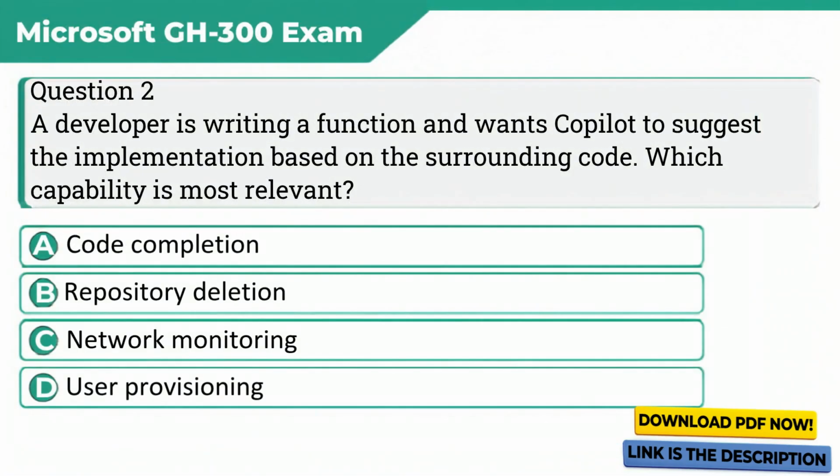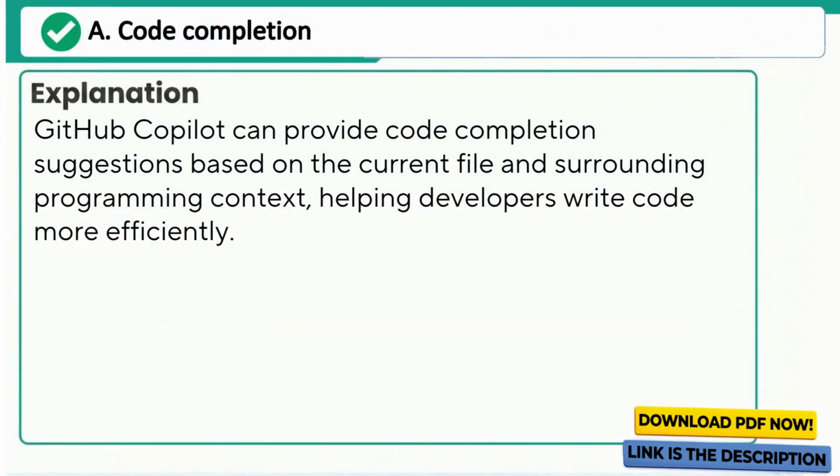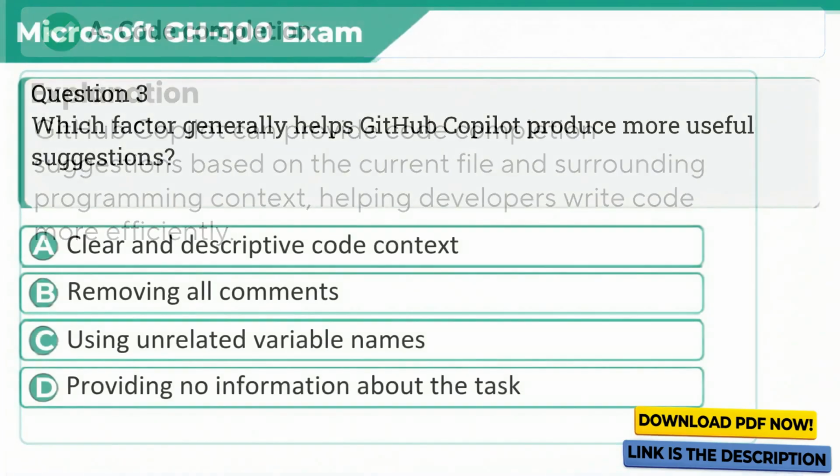Question 2. A developer is writing a function and wants Copilot to suggest the implementation based on the surrounding code. Which capability is most relevant? A. Code completion. B. Repository deletion. C. Network monitoring. D. User provisioning. Correct answer, A. Code completion. Explanation. GitHub Copilot can provide code completion suggestions based on the current file and surrounding programming context, helping developers write code more efficiently.